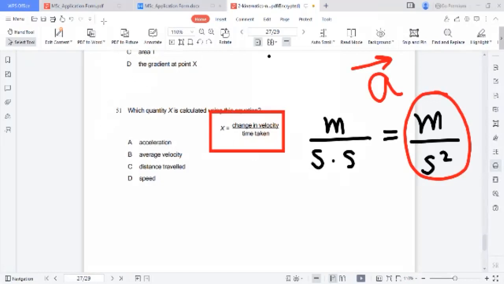So we can see speed wrong, distance traveled wrong, average velocity wrong, acceleration correct.